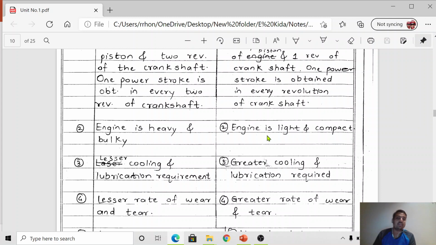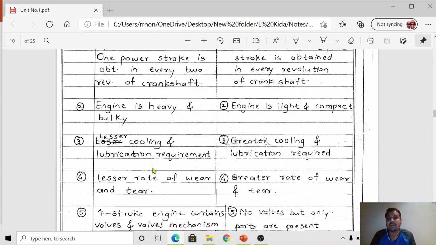So what is the basic reason behind this? The valves are replaced by ports in the case of the 2-stroke engine. That's why the different mechanisms to operate the valves are directly eliminated in the 2-stroke engine. That's why it will always be light in weight and compact in size. So this is the second difference.